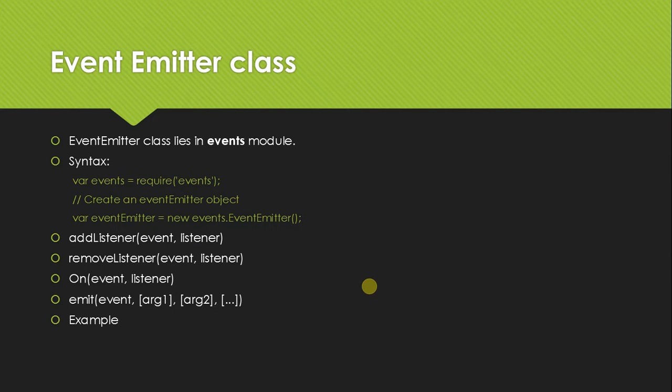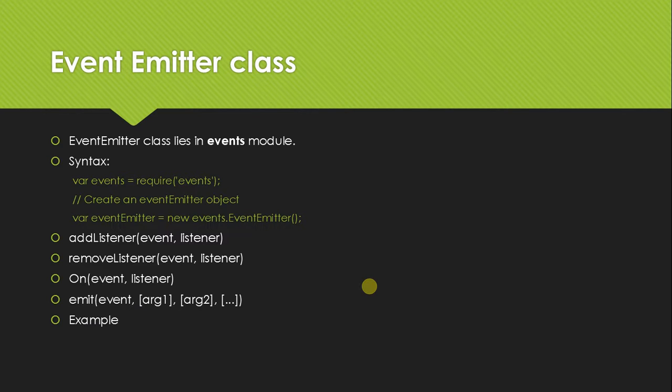Let us look at the EventEmitter class. The EventEmitter class lies in the events module. Many objects in Node emit events. For example, a net.Server emits an event each time a peer connects to it. fs.ReadStream emits an event when the file is opened. All objects which emit events are instances of the events.EventEmitter class.